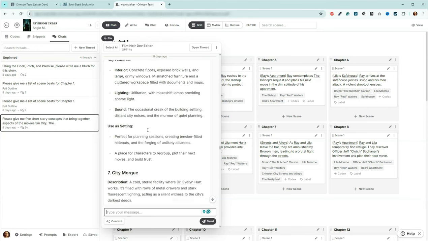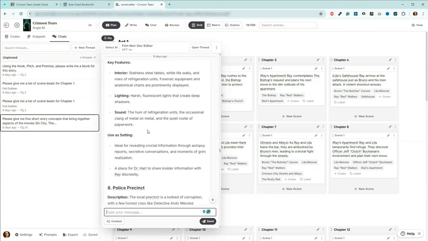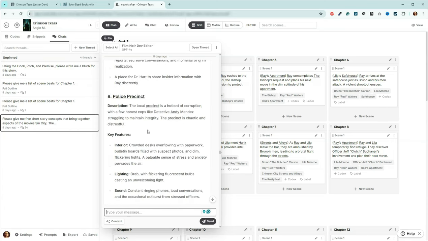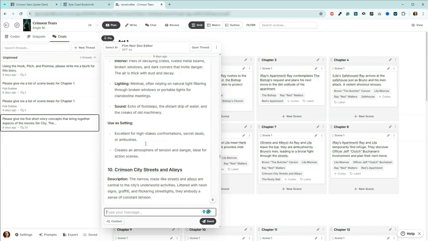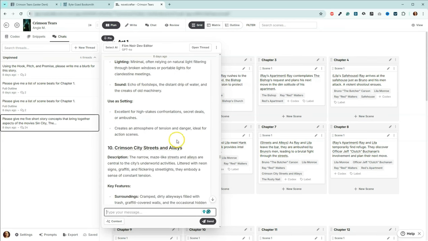We have the safe house again, the morgue, police precinct, abandoned warehouse, those streets and those alleys. And remember, if you are in the Crimson Tears file, this entire chat, the whole thing, is completely copied for you.